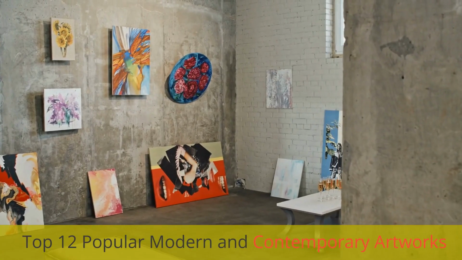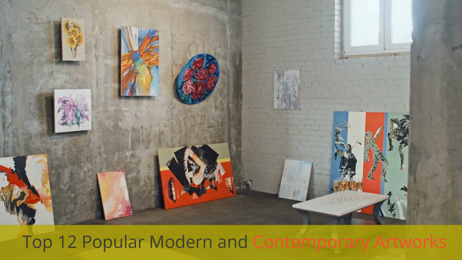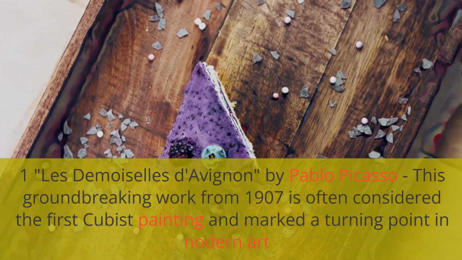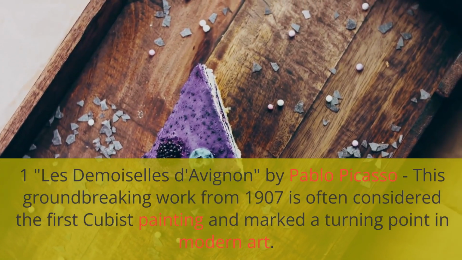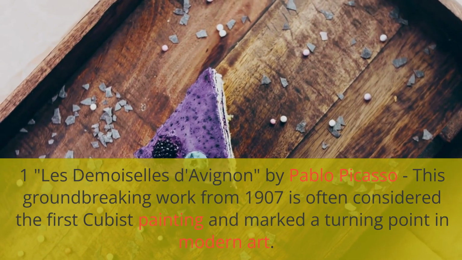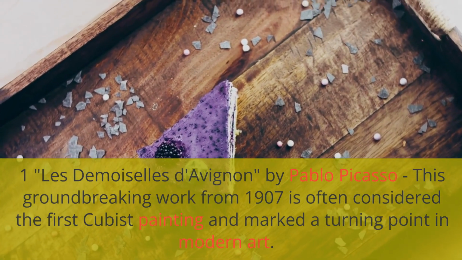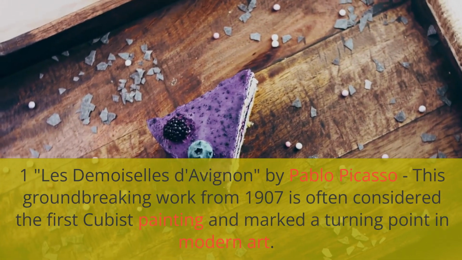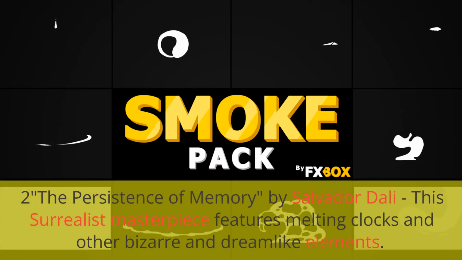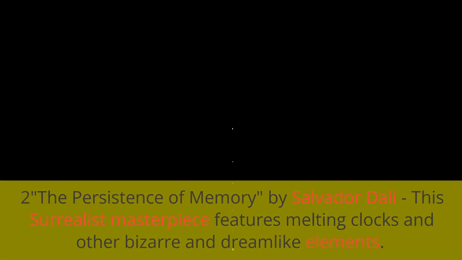Top 12 popular modern and contemporary artworks. 1. Les Demoiselles d'Avignon by Pablo Picasso. This groundbreaking work from 1907 is often considered the first Cubist painting and marked a turning point in modern art. 2. The Persistence of Memory by Salvador Dali. This surrealist masterpiece features melting clocks and other bizarre and dreamlike elements.